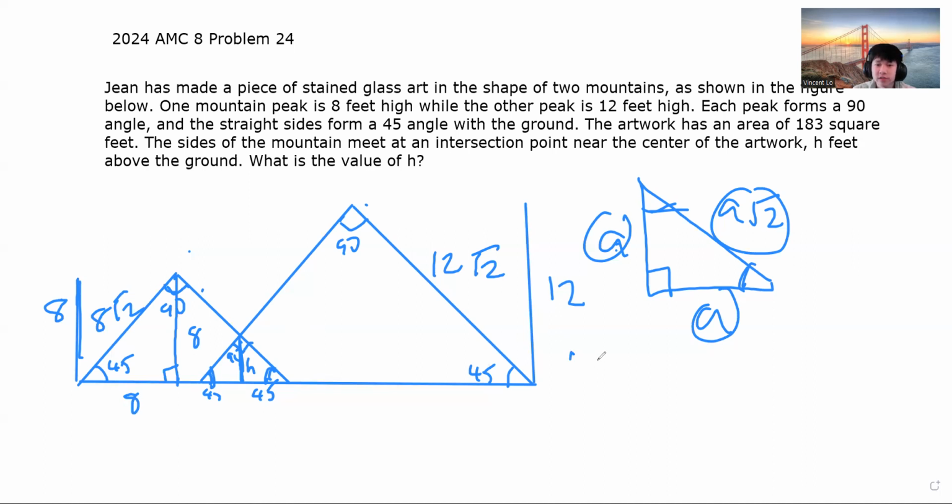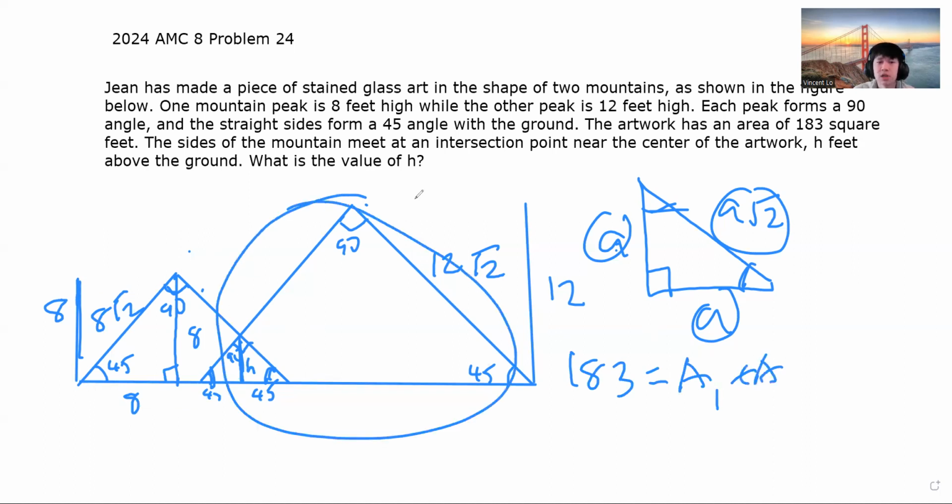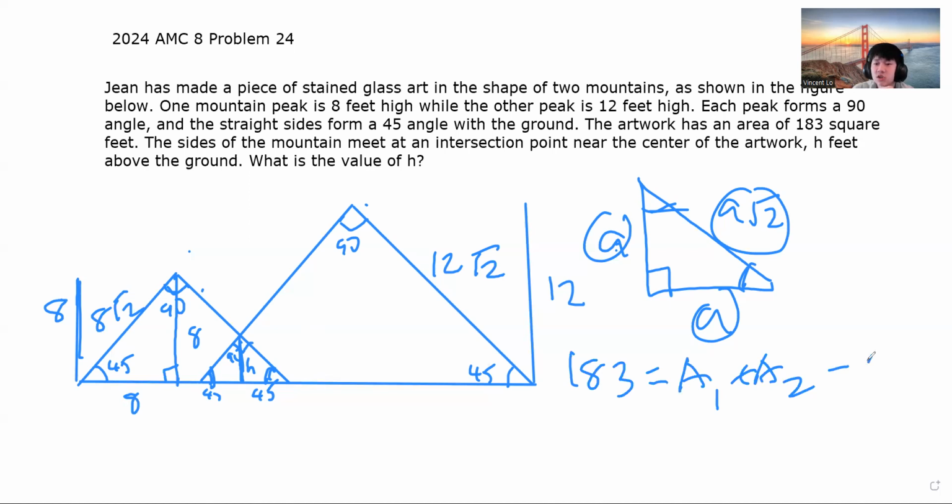So let's write the equation for that. 183 is the total area. That's equal to the area of, let's call this triangle 1, plus the area of, let's call this bigger triangle, triangle 2. And I have to subtract it, remember, by the intersection, which is this small triangle. Now all that's left to do is plug in the numbers. So we know that the area of a triangle is equal to 1/2 base times height.